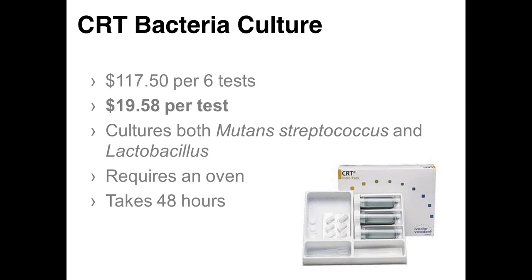It costs, I looked these up, got them out of the Patterson catalog, $117.50 for 6 tests. It works out to $19.58 per test. It cultures both Mutans Streptococci and Lactobacillus. Basically, you get a sample of their saliva. If you've never done this, there are little pieces of paraffin wax they chew on for 5 minutes and spit in a cup. You take that and it's got a little agar tube that has 2 sides to it. One side selects for Mutans Streptococci, and the other side selects for Lactobacillus.